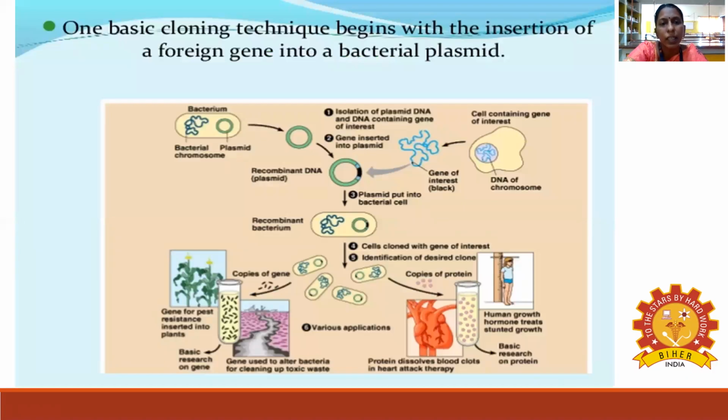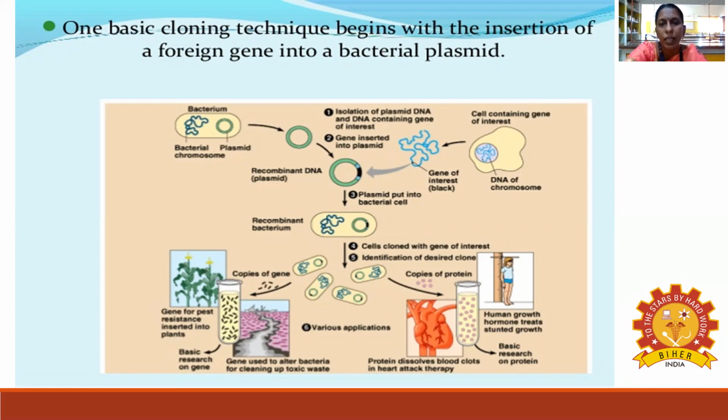And what is the technique here? The basic cloning technique begins with the first step, the insertion of the foreign DNA into the bacterial plasmid. So you have to extract the plasmid from the bacteria. What is called a plasmid? The plasmid is the extra chromosomal part of the DNA. It does not get integrated with the host.